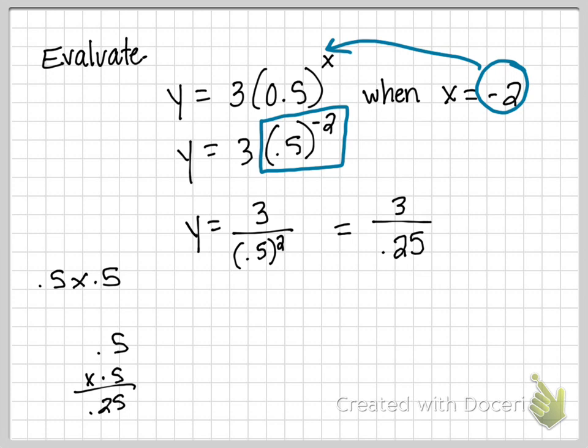The last step in evaluating: we cannot leave a decimal in a fraction, so you would have to do the math here. 3 divided by 0.25 would be what? 12. Very good. Okay, how many quarters are there in 1? 4. And how many ones do we have? 3. So 3 times 4 is 12.